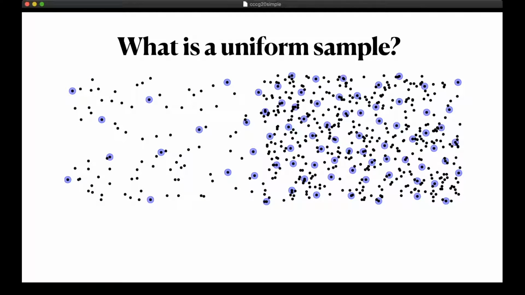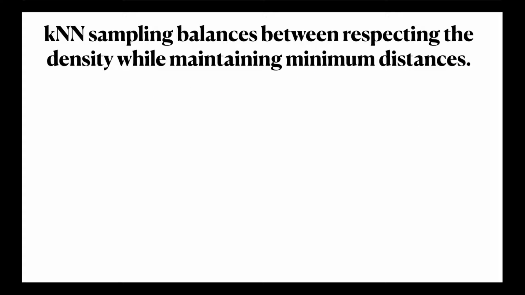Now, here, it's a uniform sample, but it seems to be a net with different radii depending on the density. So in the area of high density, you have a smaller radius, but you still have this packing condition that keeps the points from getting too close together. And in the sparser region, the lower density region, you also get a net for a much larger radius. So again, this set of points has the same size, it's the same number of samples as the other two cases, but it seems to achieve the balance between these two. And that's really what kNN sampling is about. So it balances between respecting the density while also maintaining those minimum distances.